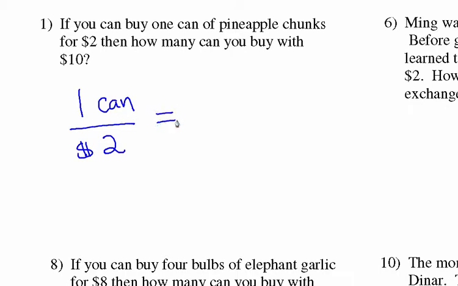That is a true ratio. Now I'm looking for an equivalent ratio that involves spending $10 and buying X number of cans. This is one most people can do in their heads. If I'm spending 5 times as many dollars, I'm going to buy 5 times as many cans, so it would be 5 cans for $10. Let's look at another example.